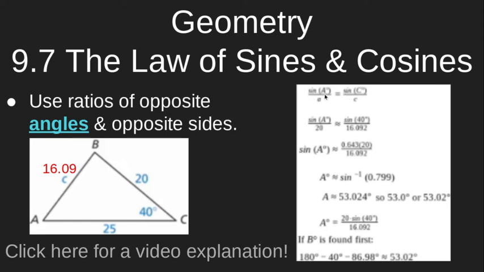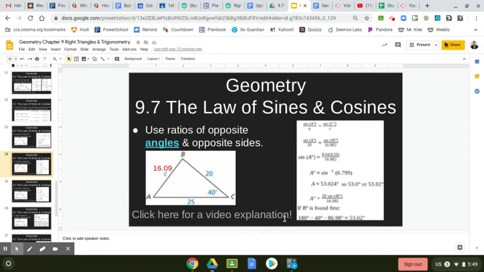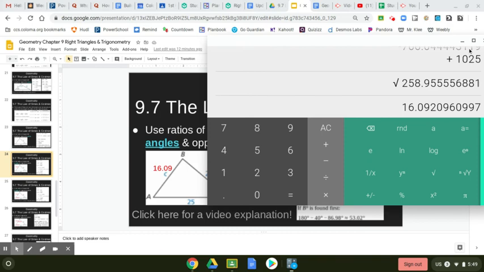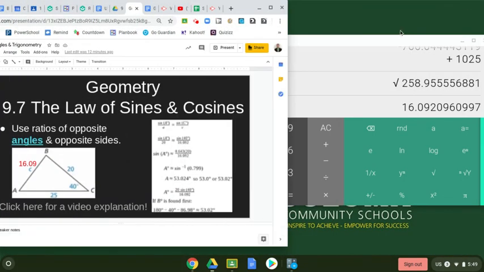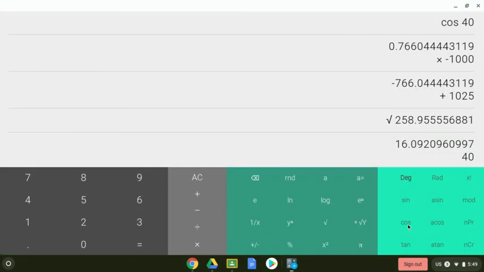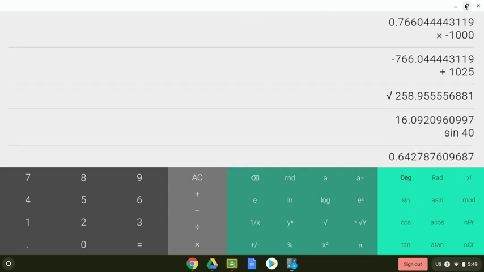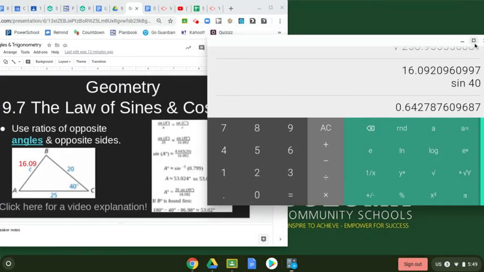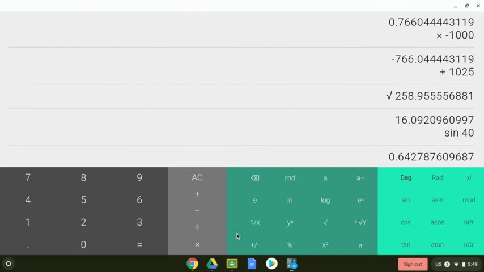I'm going to set up law of sines with the angles in the top because I don't know the angle measurement at A, but I know it's opposite 20. So I'm going to take that 16.092, I'm going to eventually divide by it. So I want to do in my calculator first sine of, let's split screen this again. I need to know the sine of 40. So I'm going to type in 40. I'm going to hit sine. And I want to cross multiply that with the 20 there. So I hit times 20.